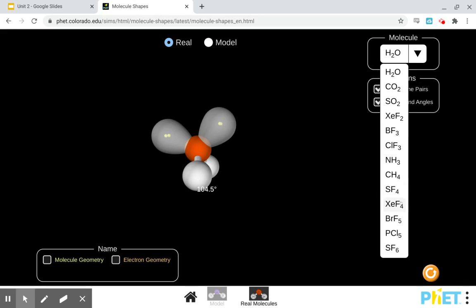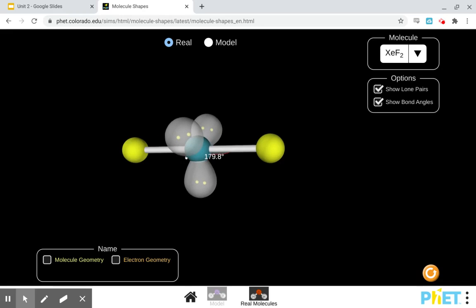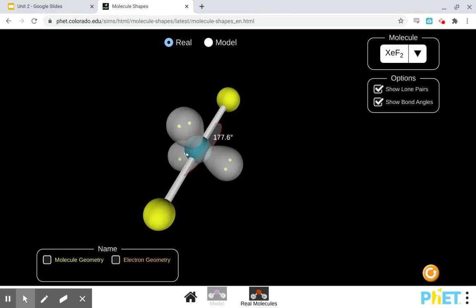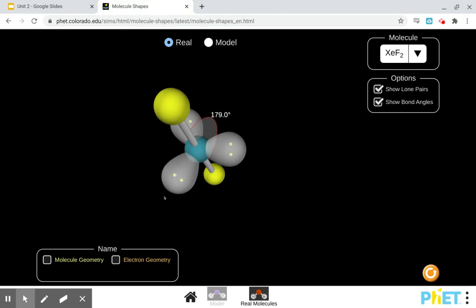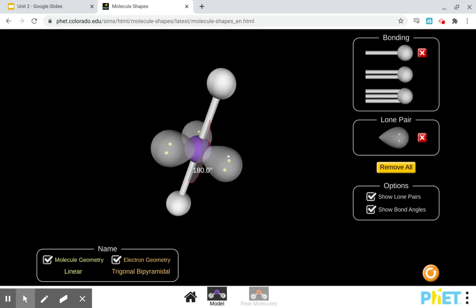Let me see if I can find one of these over here for you. Yeah, the xenon difluoride. It's a linear molecule, but it's not your traditional linear shape because we have these 3 lone pairs of electrons wrapped around the central atom. And then that's all we can really do for the Trigonal Bipyramidal framework.